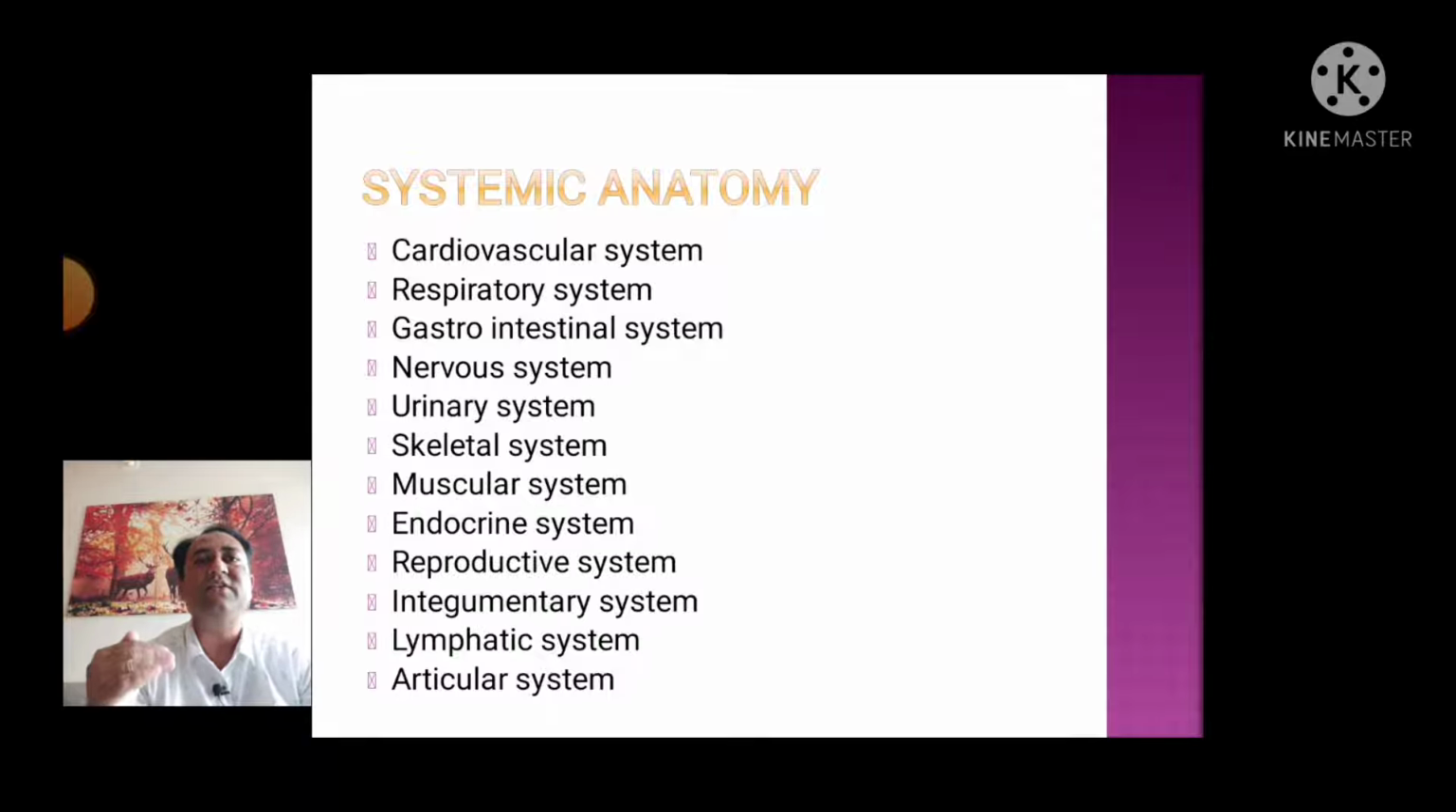anatomy system wise. For example, cardiovascular system means when we study the heart and blood vessels, it is called cardiovascular anatomy. When we study about the functions and organizations of the respiratory system, means lungs and trachea and all that, it is called respiratory anatomy. Same way, GI tract, nervous system, urinary system, skeletal system, muscular system, endocrine, reproductive, integumentary, lymphatic and articular system. So when we study anatomy by dividing it into different systems, it is called systematic anatomy.